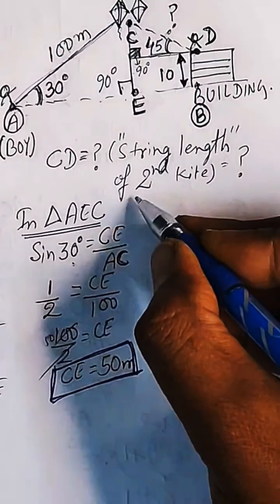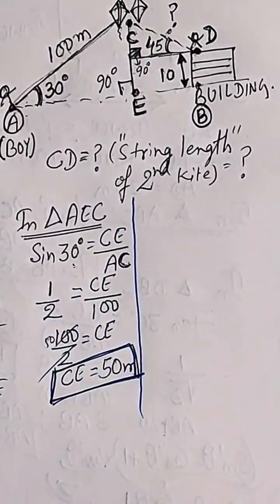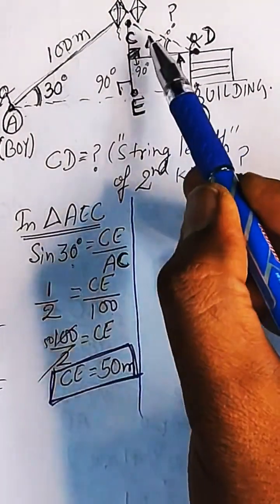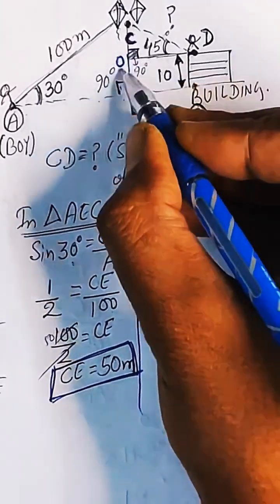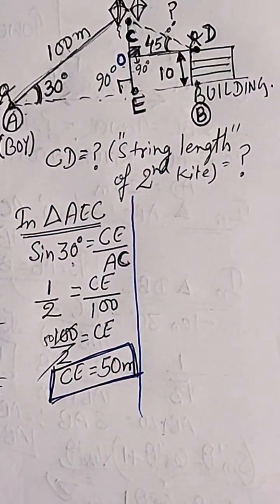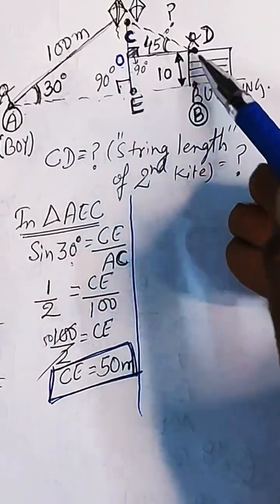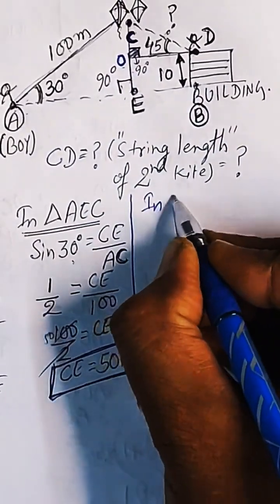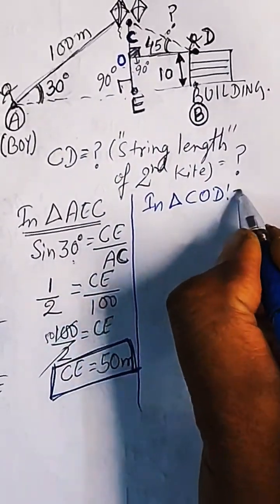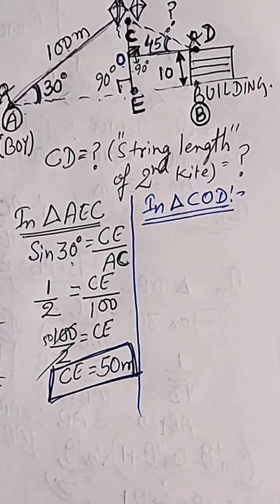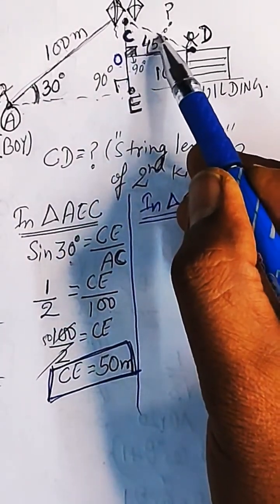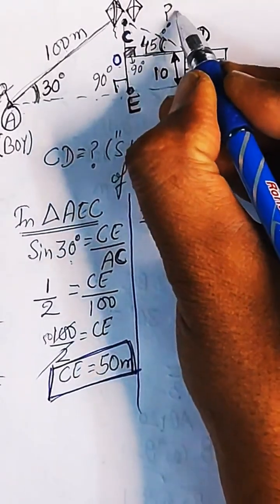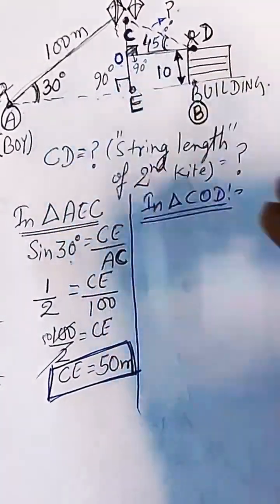Now, just take another triangle. Which triangle? Triangle C, let us say this is O. COD, right? Now, if you consider the second triangle COD, then we can say this is also a right triangle. In the triangle COD, what will happen, my dear friends? You can see we are going to calculate the string length, right? So that is a variable to us. Which one? This one, CD, right?